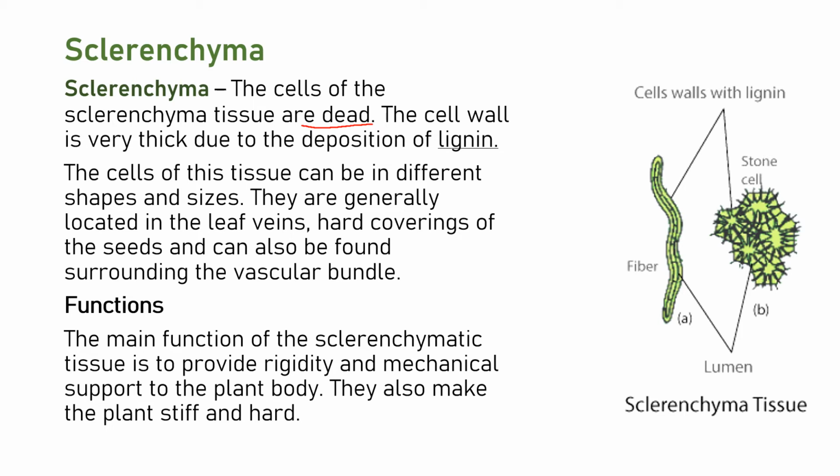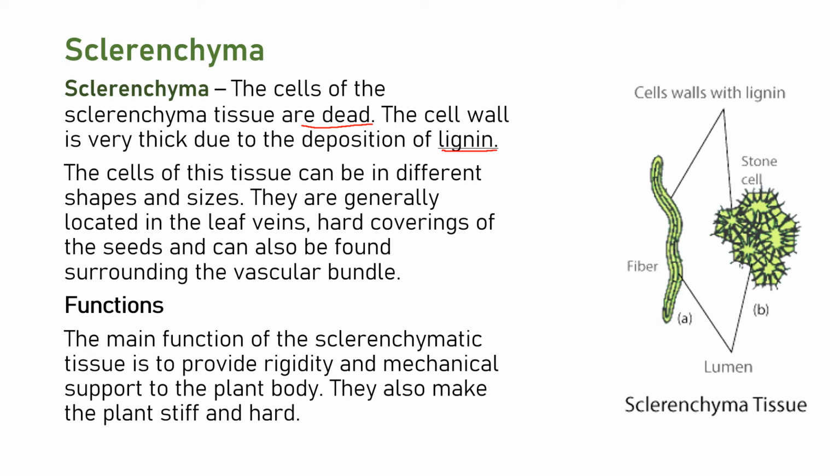Now what is getting deposited on the walls of the cell is something known as lignin. So there is lignin getting deposited on the walls of the cell. Because of this, the thickness of the cell increases and there is hardly any passage of oxygen or any material from inside to outside. That is, diffusion is completely stopped, osmosis gets completely stopped, and the cells become dead, of course, right? The cells of this tissue can be of different shapes and sizes.